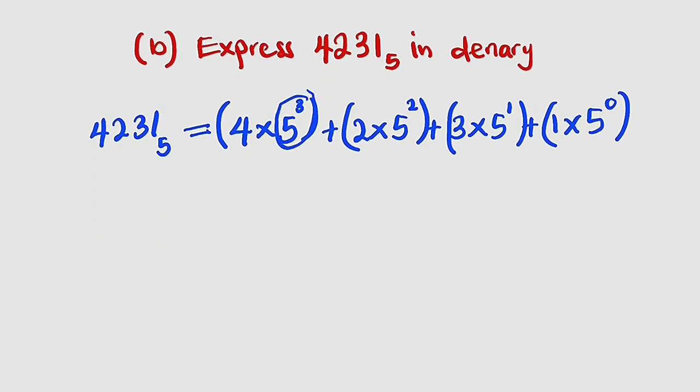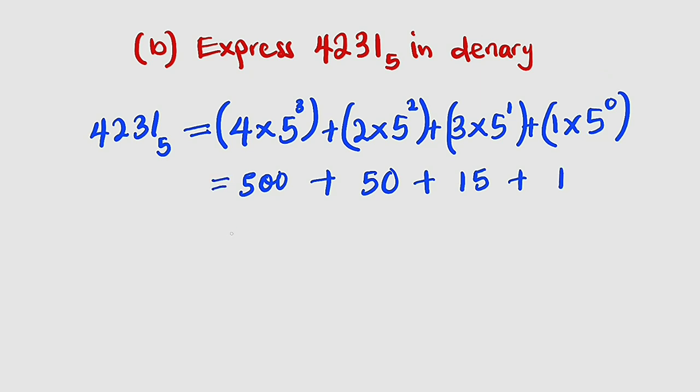5 raised to the power of 3 is 125. 125 multiplied by 4 is 500. So this is 500 plus 5 raised to the power of 2 is 25. 25 multiplied by 2 is 50. Plus 5 to the power of 1 is 5 multiplied by 3 is 15. And lastly, 5 to the power of 0 is 1. And 1 multiplied by 1 is still 1.